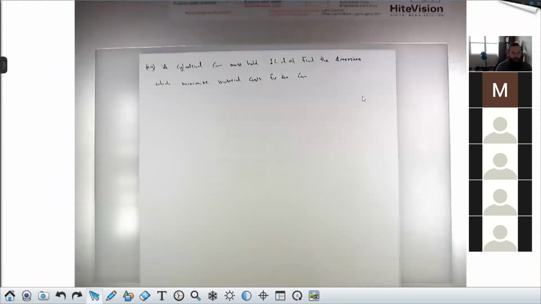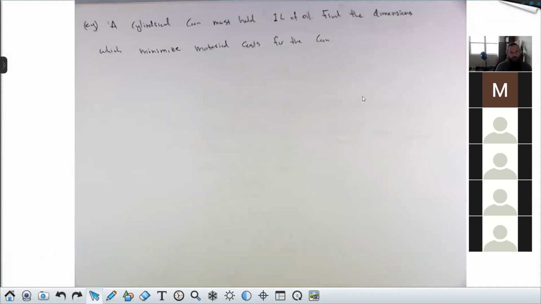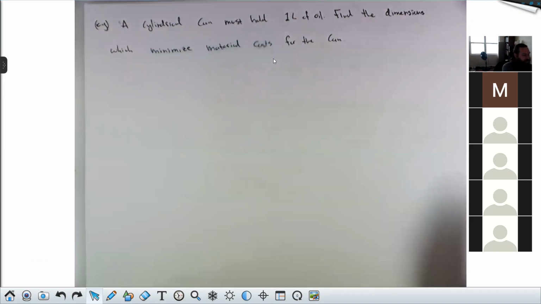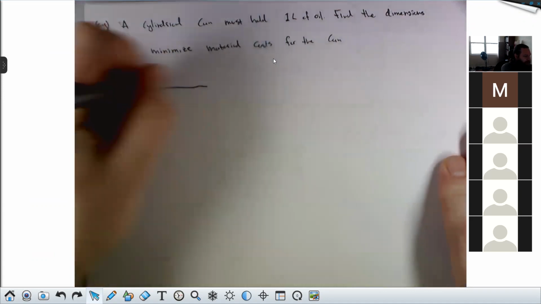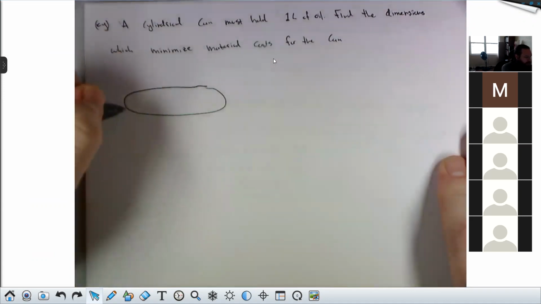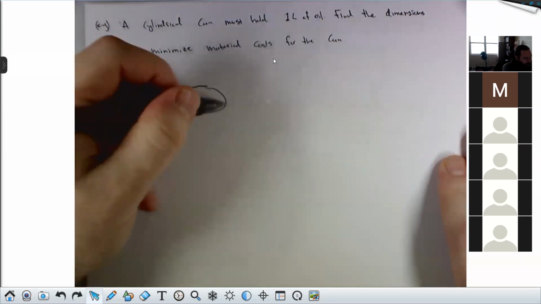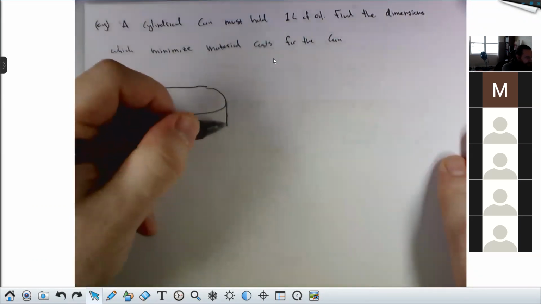It almost seems like we don't have enough information, right? It's like, okay, what do you want me to do? In order to get to a place where we have a clear problem to solve, we need to understand what they mean by minimize the material costs. They're talking about minimizing the surface area of the can, right? How much does it cost to make a can? Well, if we're just talking about the cost of the materials, then we're talking about the amount of metal that needs to go into this.